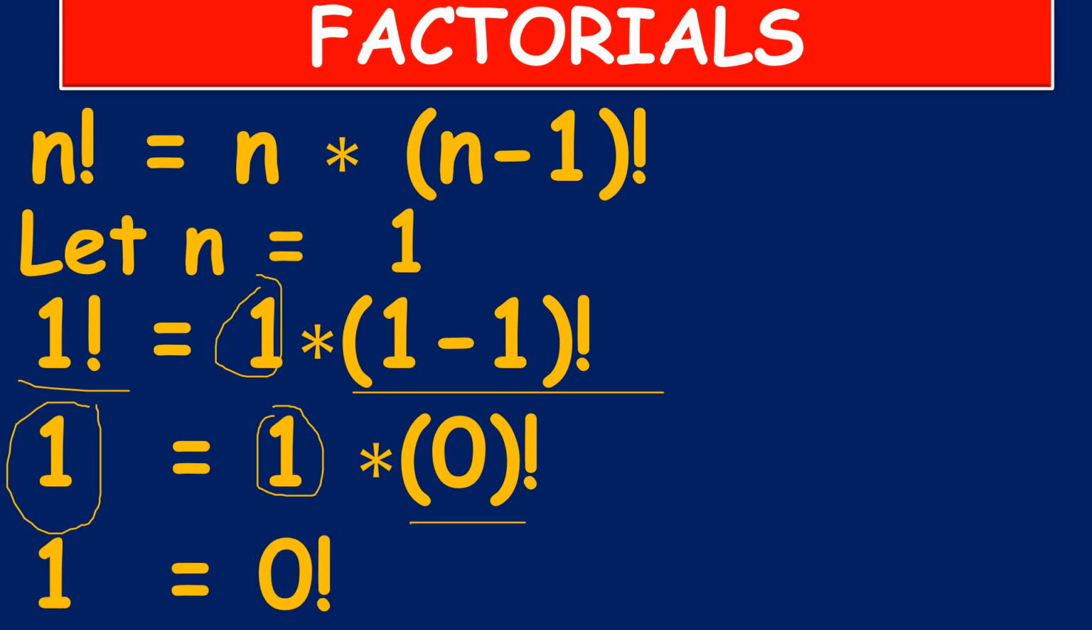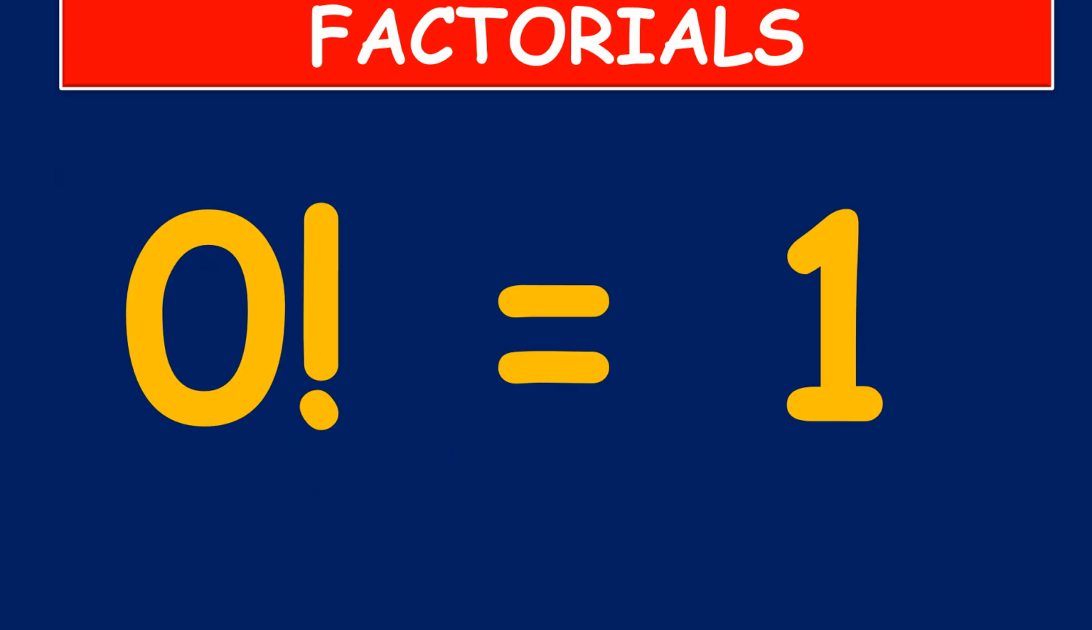So if we simplify that further, we have 0 factorial on the right hand side, because 1 times 0 factorial will be 0 factorial, and on the left hand side we have our 1. So 1 is equal to 0 factorial, which implies that 0 factorial is equal to 1. So using method 1, we get that 0 factorial is equal to 1, and using method 2, we have been able to establish also that 0 factorial is equal to 1.